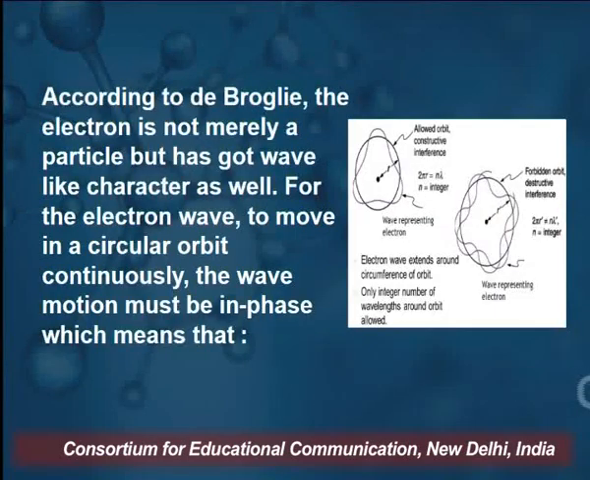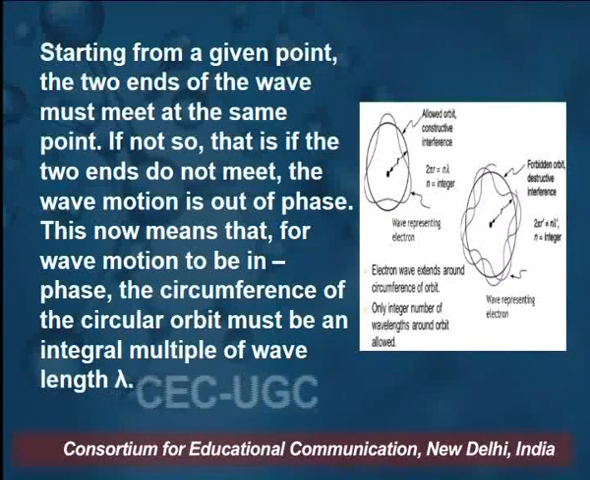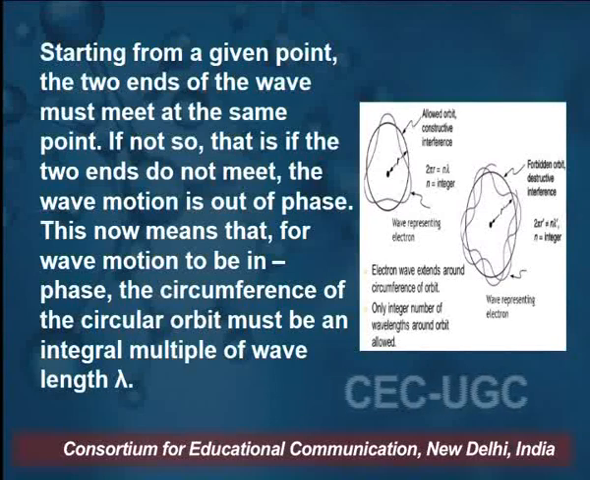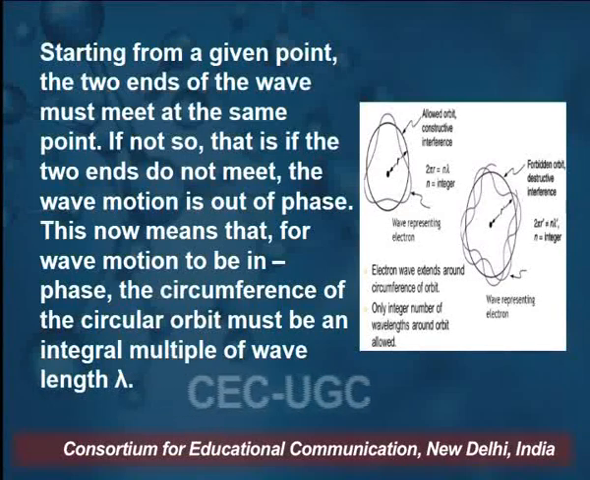According to de Broglie, the electron is not merely a particle but has also got wave-like character. For the electron wave to move in a circular orbit continuously, the wave motion must be in phase, which means that starting from a given point as shown in the diagram here, the two ends of the wave must meet at the same point. If not so, that is, if the two ends of the wave do not meet, the wave motion is said to be out of phase.